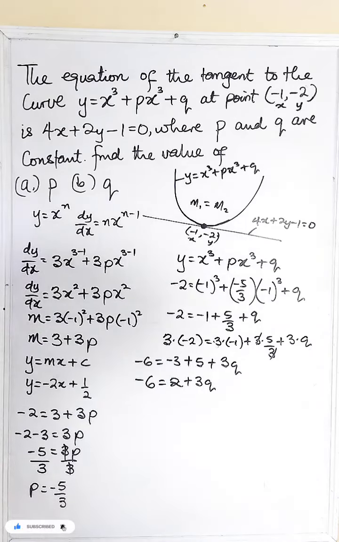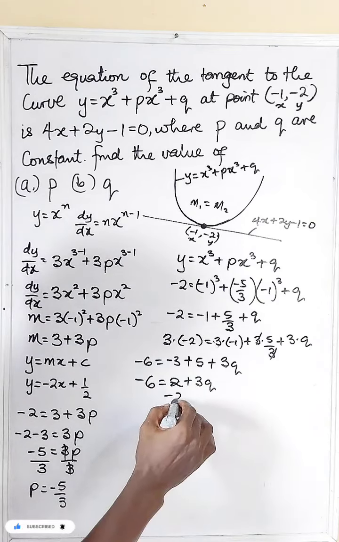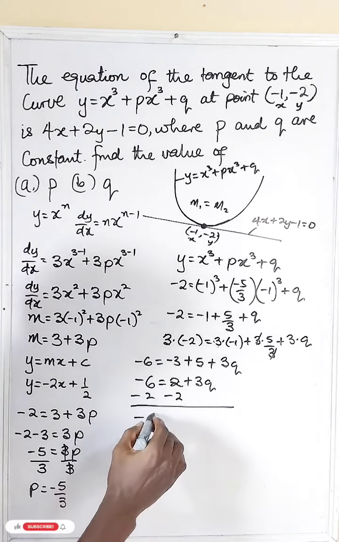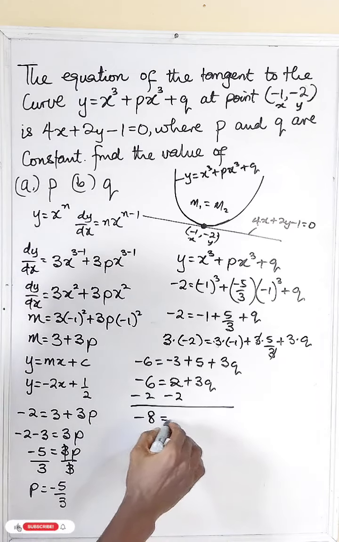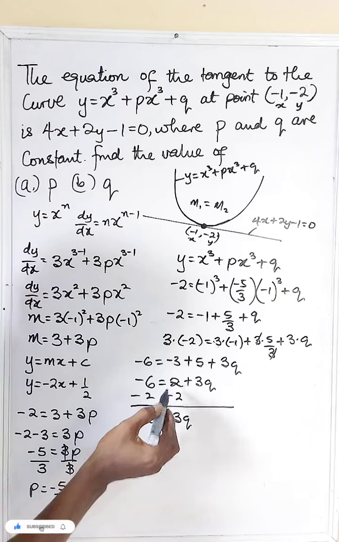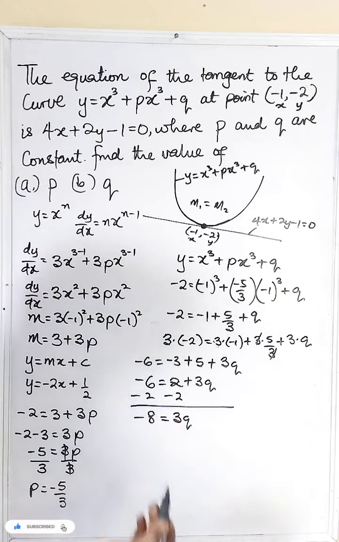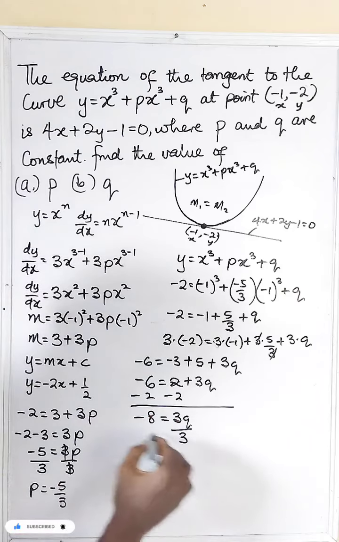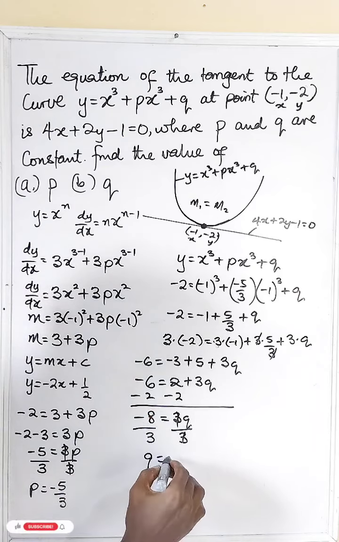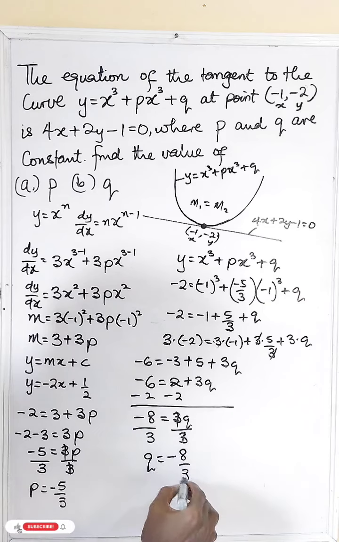Now let us subtract 2 from both sides. We end up having negative 8 equals 3q, because 2 minus 2 gives us 0. Now divide both sides by 3. So our q will be negative 8 over 3.